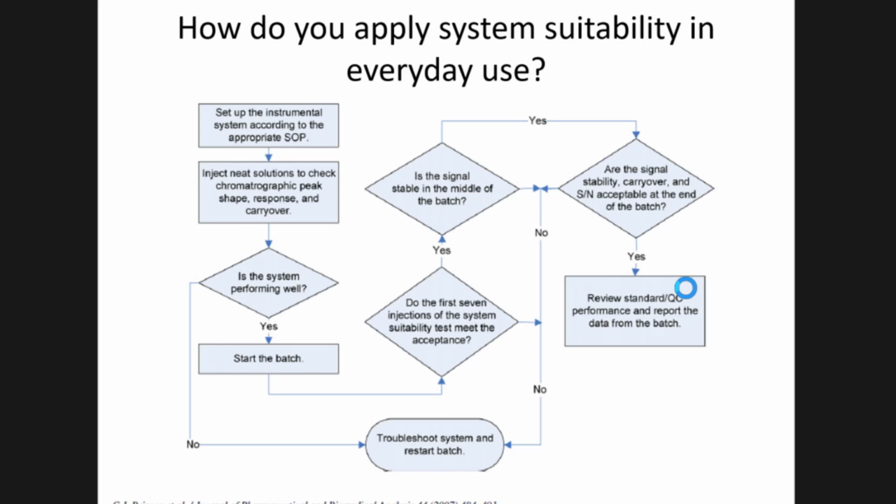This is a flow chart I pulled from a paper that came out in 2007, because it's just a logical progression and thought process of what you would want to do. Set up the system, inject your samples. Is the system performing well? Yes, start your sample batch. No, then troubleshoot, and then start back at the beginning. So it's pretty logical, but it's also something that not everybody thinks of or thinks that they need to do. And I would say it is a very important thing.